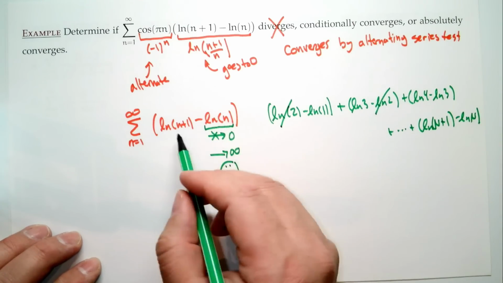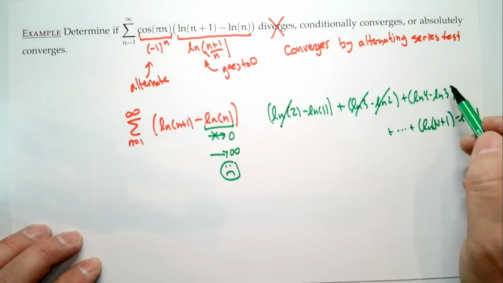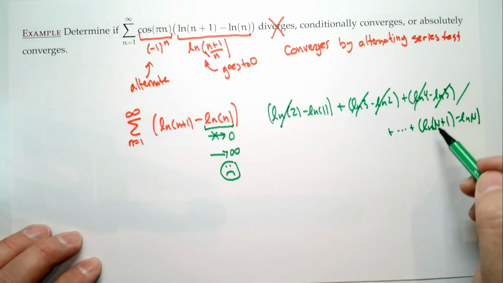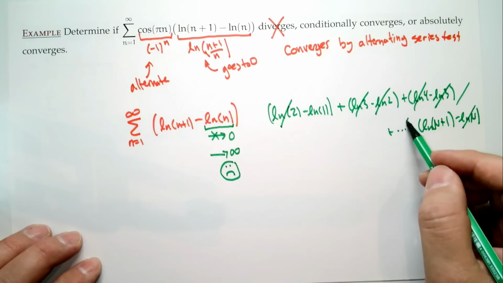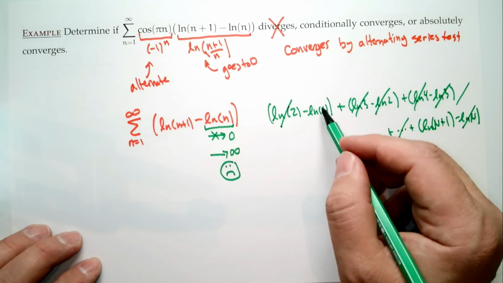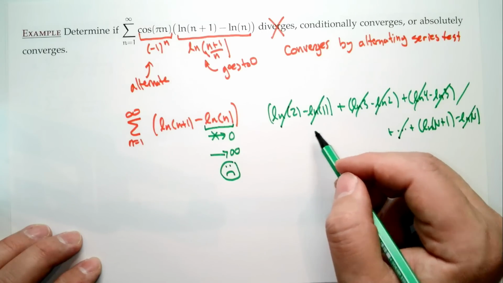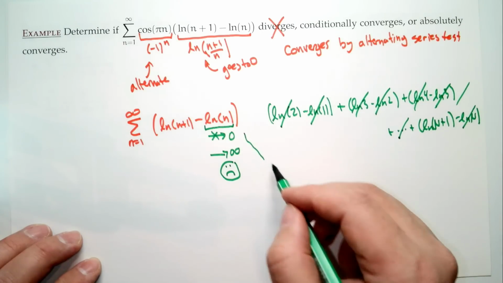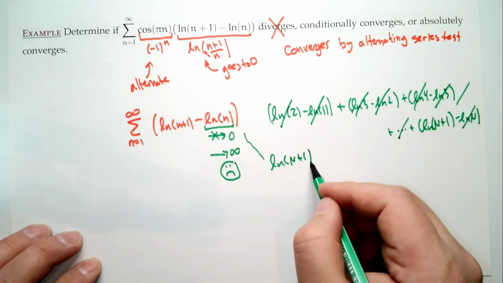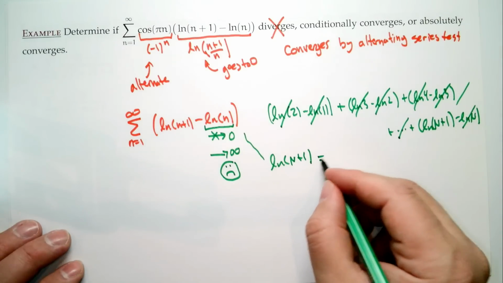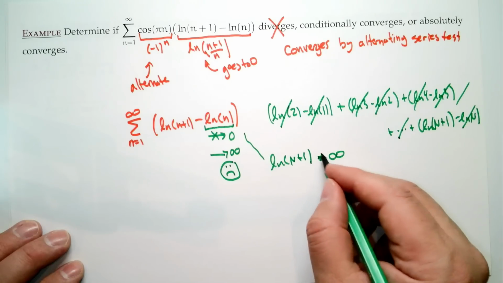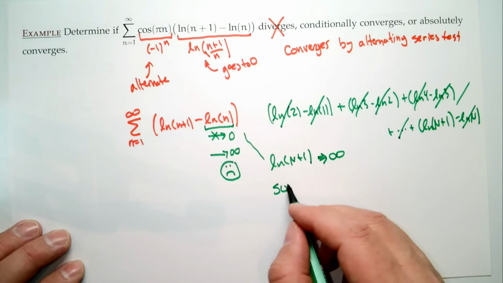And you should expect cancellation off by 1. The log 3's cancel. Log 4 will cancel with the next one. And then here, this log n will cancel with the one that came before. And log of 1 is also known as 0. So the partial sum is log of capital N plus 1. And what happens to log of capital N plus 1 as capital N drifts off to infinity? It's infinity. This diverges. Okay, so the sum diverges.